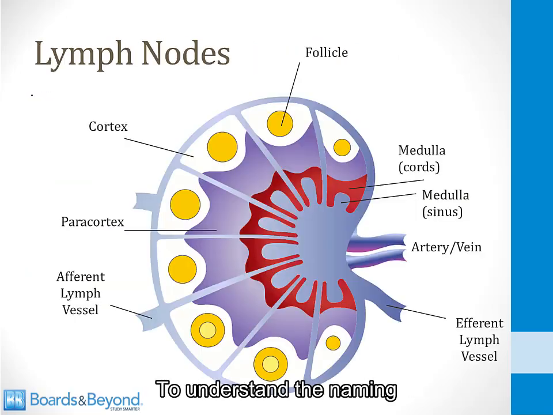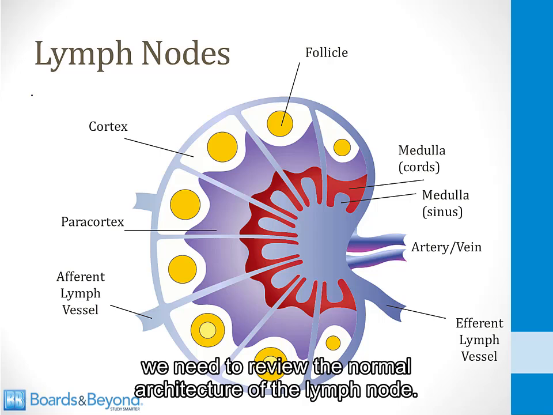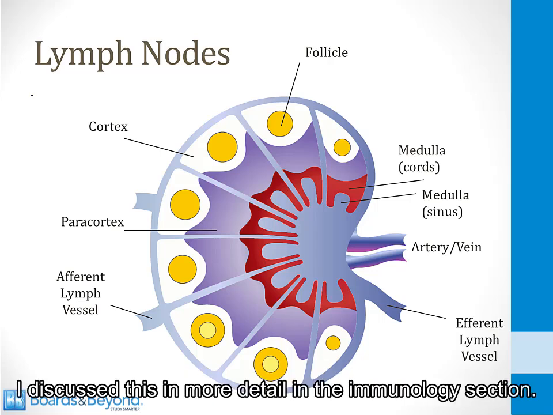To understand the naming of many of the subtypes of non-Hodgkin lymphoma, we need to review the normal architecture of the lymph node. I discussed this in more detail in the immunology section.